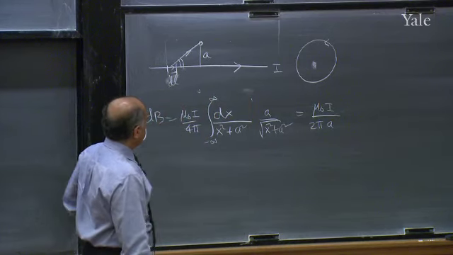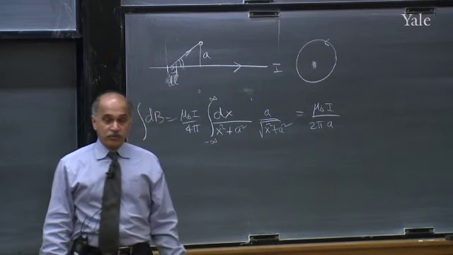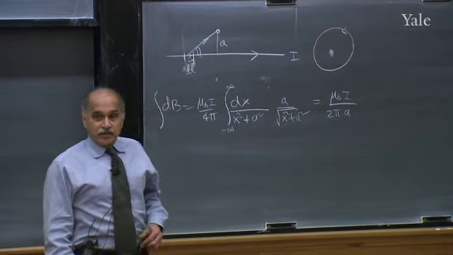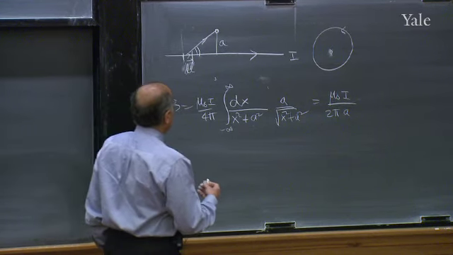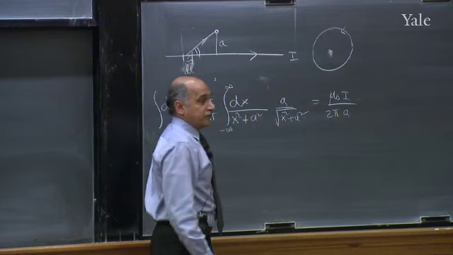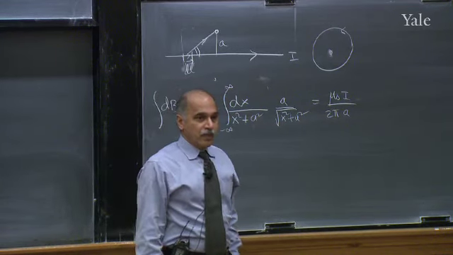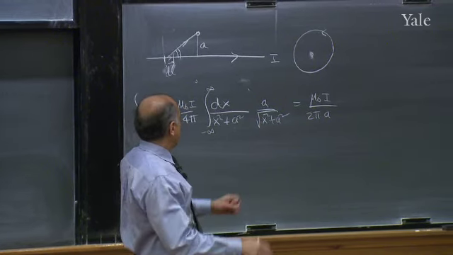And I'm not doing the integral because we have seen this integral before. dx over x squared plus a squared to the 3/2. You make the tangent substitution and get secant this and secant that. So I don't want to do that integral again. But the answer is mu 0 I over 2 pi a. So the magnetic field from an infinite wire falls with distance like 1 over a.